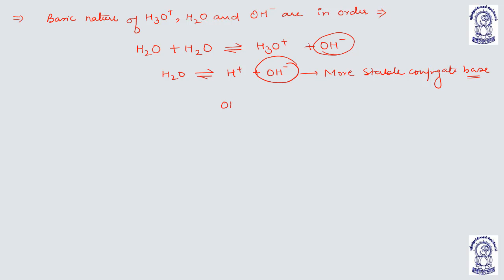So OH minus will be most basic, then comes water, and then comes H3O plus. Because water is neutral, it is amphoteric, it gains H plus. So when the neutral H2O molecule gains H plus to form H3O plus, it means the electron density on the oxygen atom is attracting H plus ions to form H3O plus. That is why water is considered to be more basic than H3O plus. Okay.